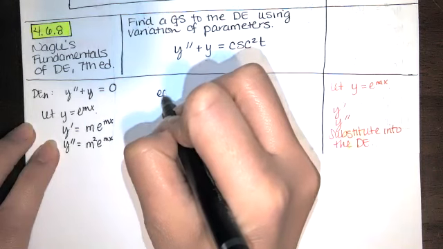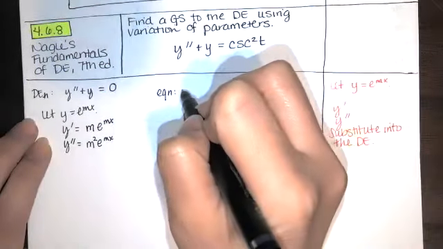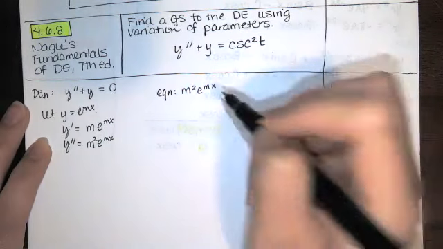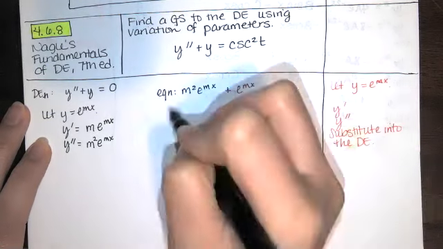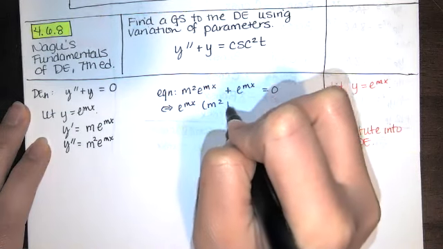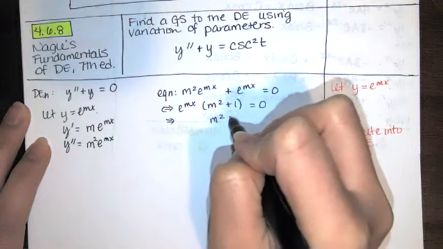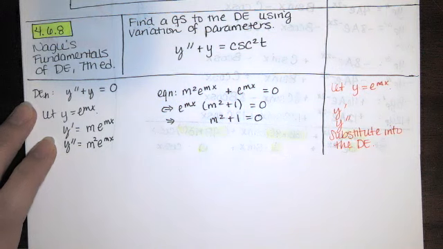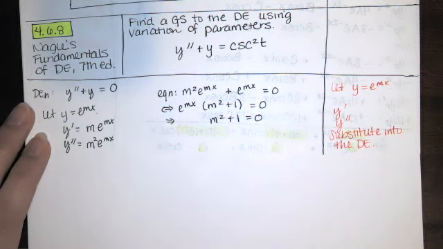Now, if we substitute into the differential equation, we end up with y double prime, which given the form of our solution would be m squared e to the mx, plus y, which is e to the mx, and we want that to be 0. Well, that's equivalent to saying that this must be 0. And the exponential is never 0, so we must have m squared plus 1 equals 0. So that's a characteristic equation.